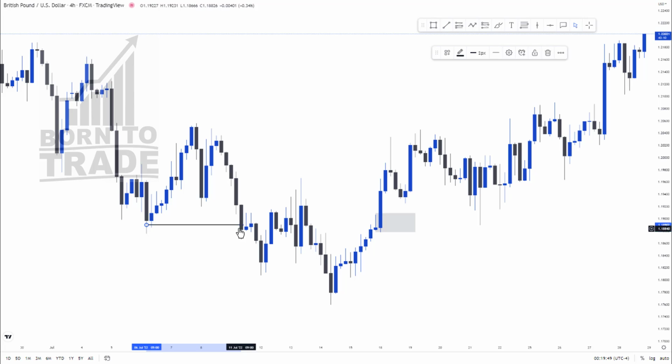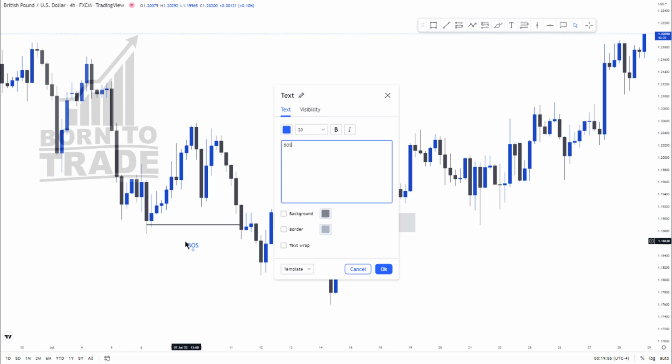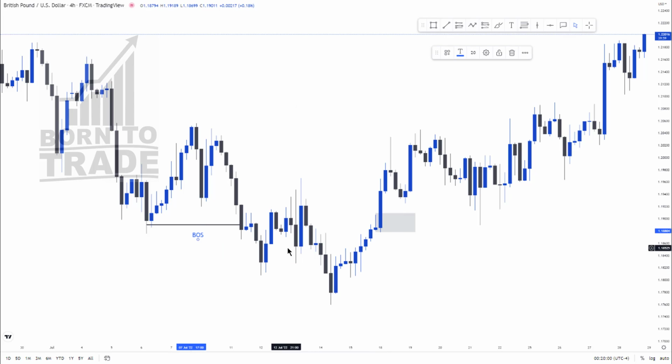You can clearly see that we are in a downtrend, and this is a break of structure. It is a really simple concept. Like I've said before, you can see that we are in a downtrend, and right now let me explain more. You can see we got this pullback.